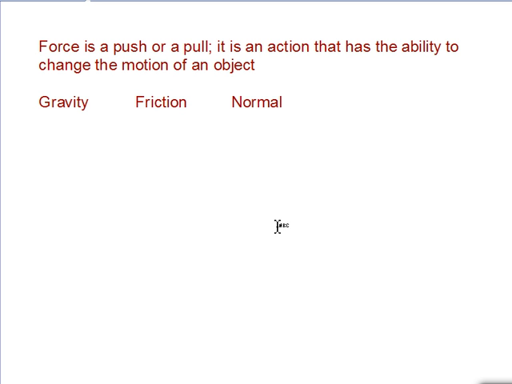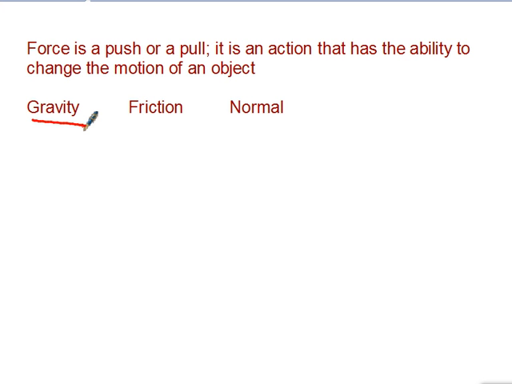Let's begin our review of forces. A force is a push or a pull, an action that has the ability to change the motion of an object. When we've discussed motion in class, we've discussed motion as having two components, speed and direction. The three forces that we have focused on have been gravity, which is the force of Earth pulling down on us, friction, which is the resistance of objects to motion, and normal forces, the forces pushing up on objects.